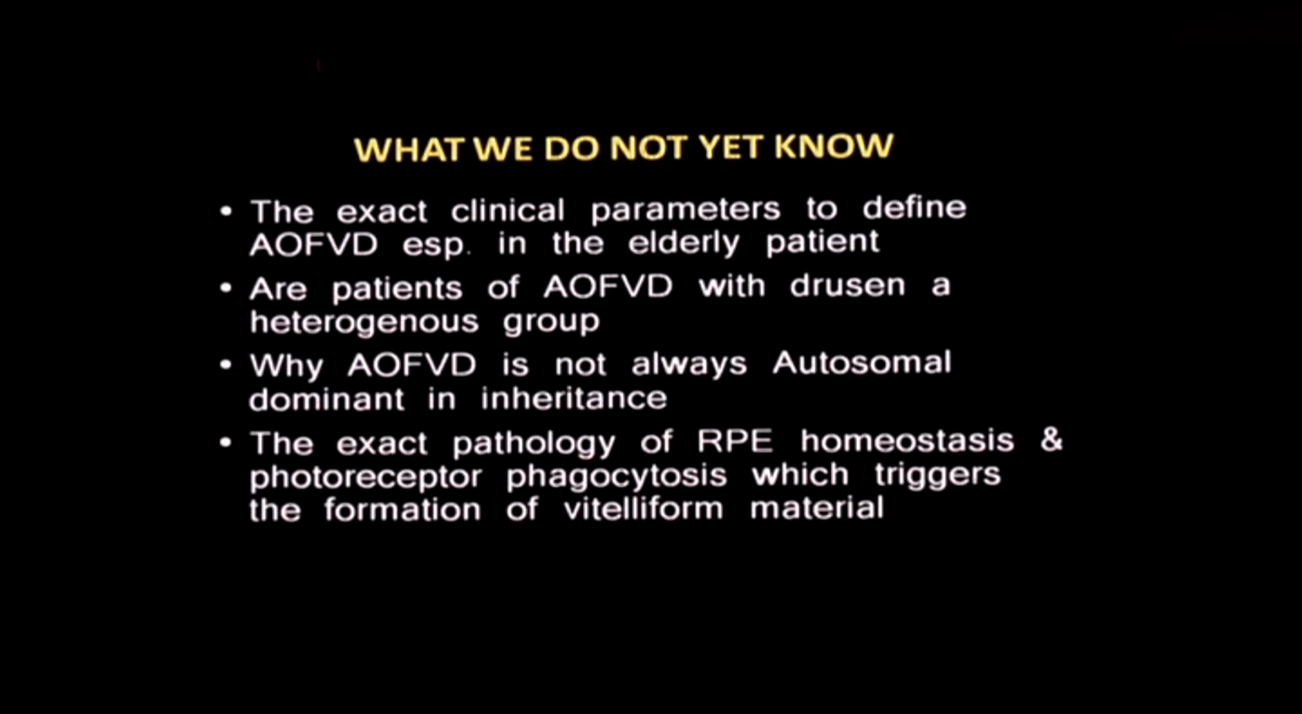What we do not know is the exact clinical parameters to define adult onset FVD. And our patients of adult onset FVD who have drusen and develop neovascular membrane, are they a subset of AMD? And why, though the initial description of AOFVD was autosomal dominant, some patients do not show this pattern? And therefore, we are still to understand the exact pathology which disrupts the RPE photoreceptor homeostasis, and a better understanding of this with imaging will help us to clinch a diagnosis at initial presentation and therefore manage these patients better.